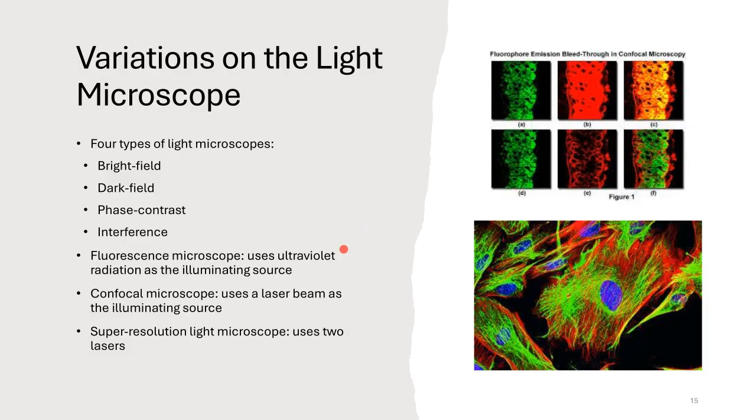You can also use a super resolution light microscope that uses two different lasers. All of these are very expensive. Again, most of what you'll use is a compound bright field microscope in most microbiology labs. But if you move on to graduate level education, you may be asked to use a lot of fluorescence and confocal microscopy.